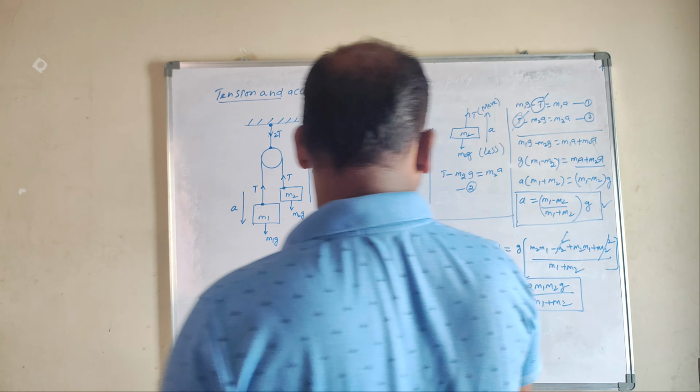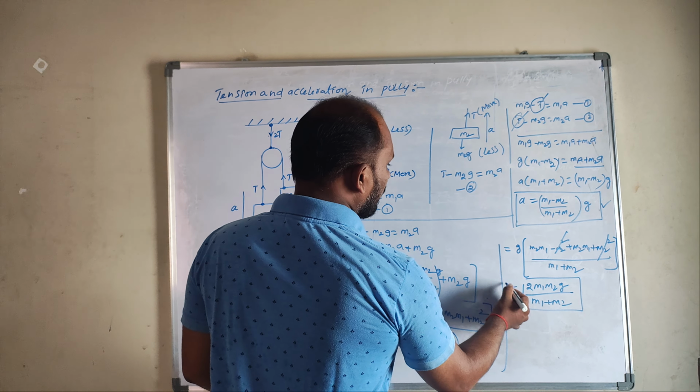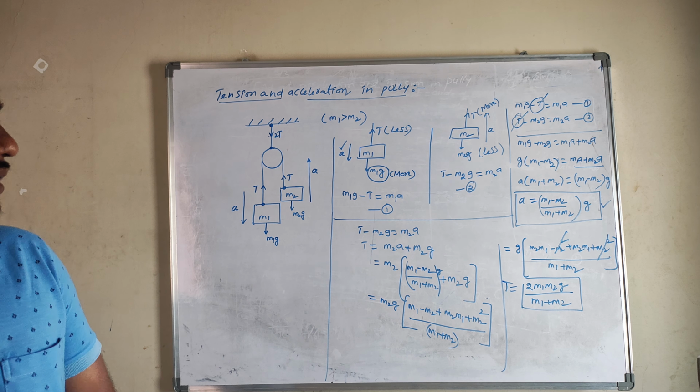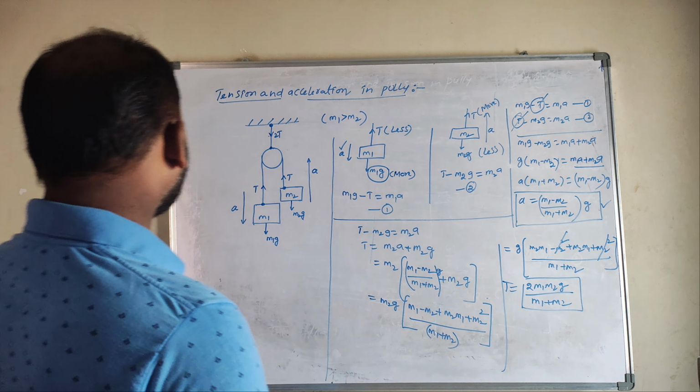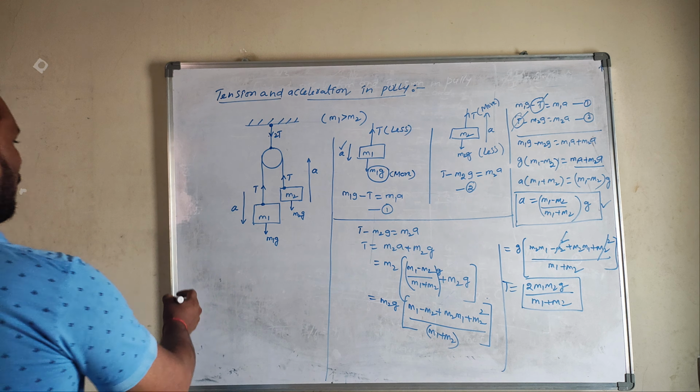So that is the way we find the tensional force, using a very simple formula: 2 M1 M2 G by (M1 plus M2). How to apply this formula? Let's apply both formulas. Let's assume this is a 5 kg block and that is a 4 kg block.